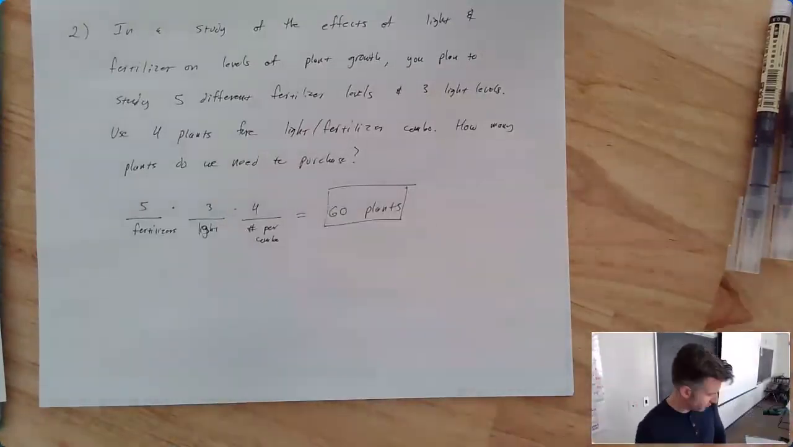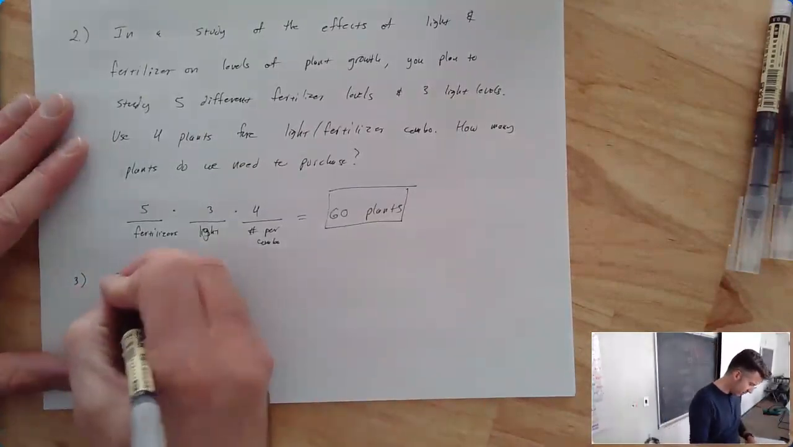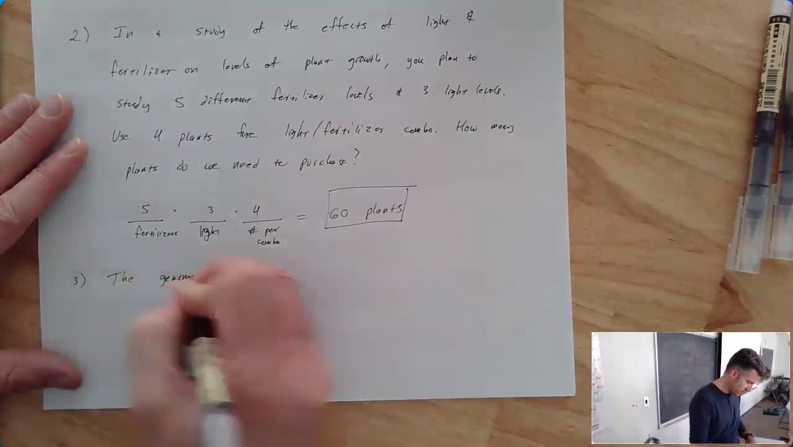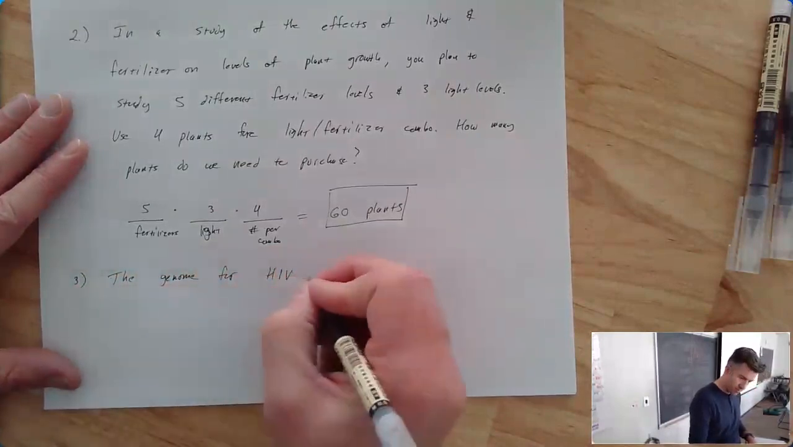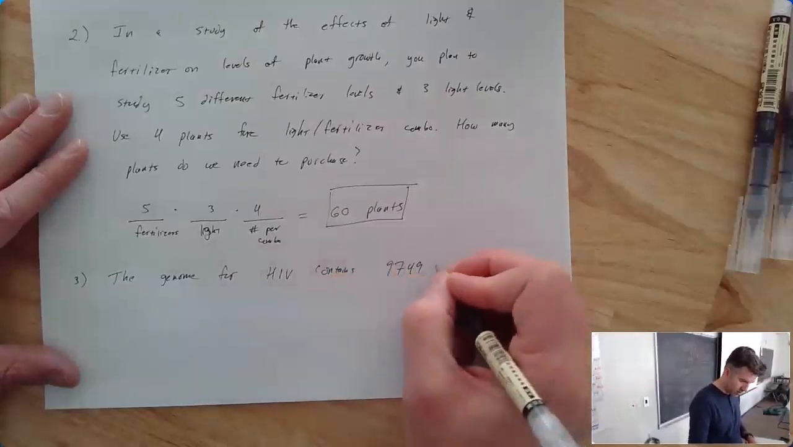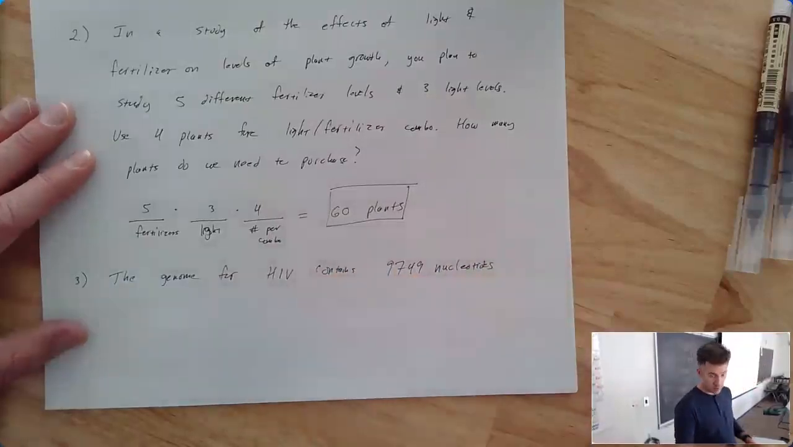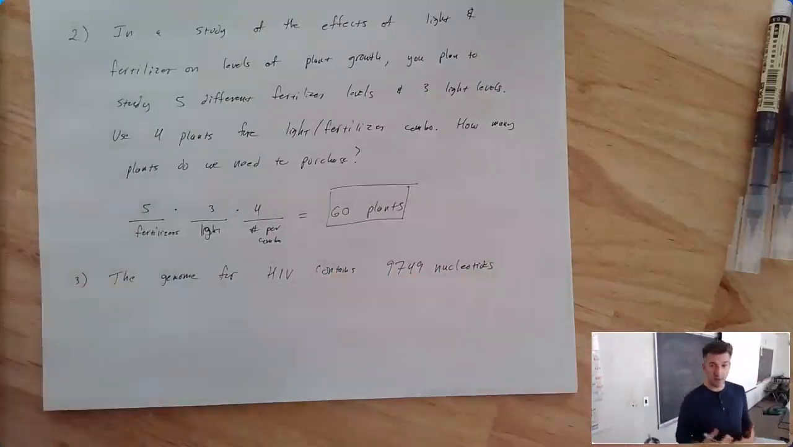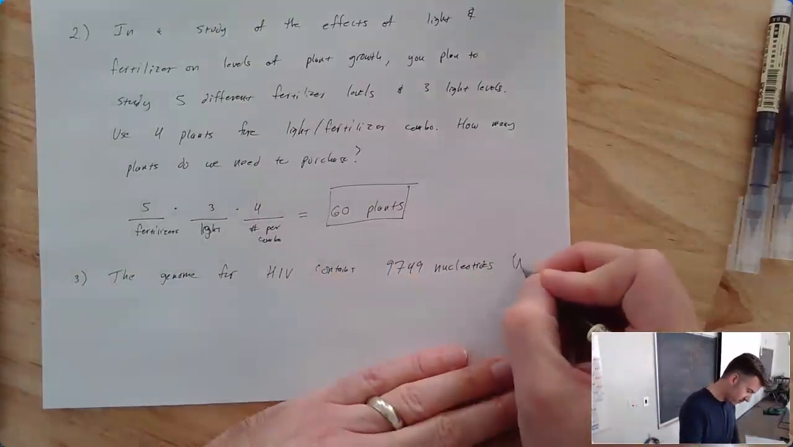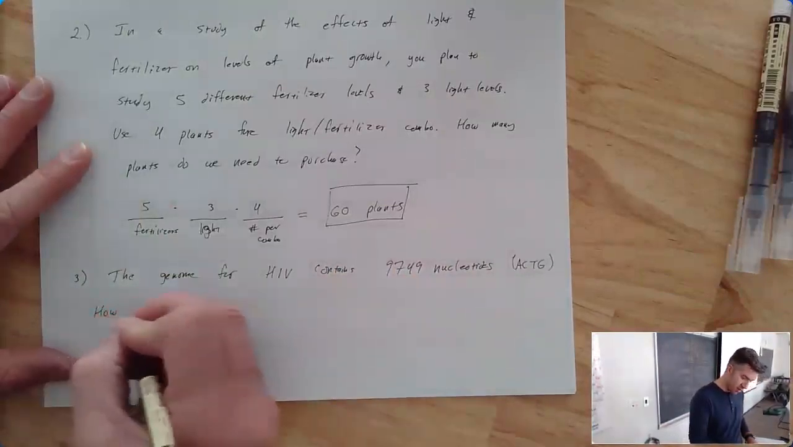One more example, just to bring it home, of the multiplication principle, which is really just multiplying all the possibilities together. Let's say the genome for HIV contains 9,749 nucleotides. We'll talk more about this in a second. When we're talking about DNA nucleotides, the different possibilities are A, C, T, and G. So how many different genomes are possible?